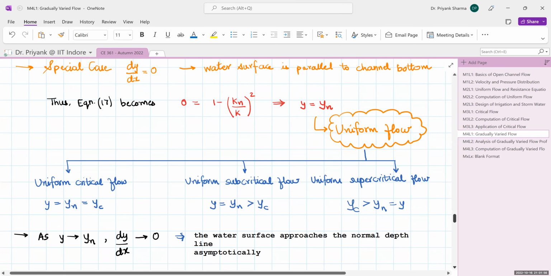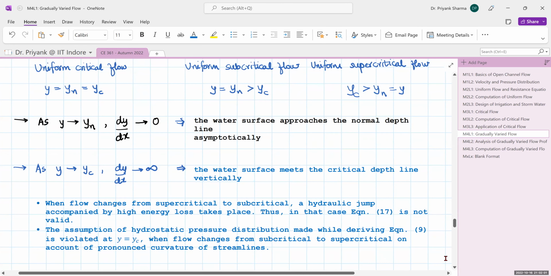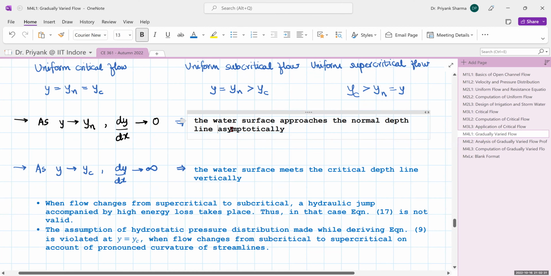One small part with that will conclude: what will happen when your y tends to yn. So when your y tends to yn, your dy by dx will tend to 0, and your water surface approaches the normal depth line asymptotically. So that is one case. And when y tends to yc, your dy by dx would tend to infinity, and the water surface would meet the critical depth line vertically. So when we are sketching the flow profiles, this will be very clear.